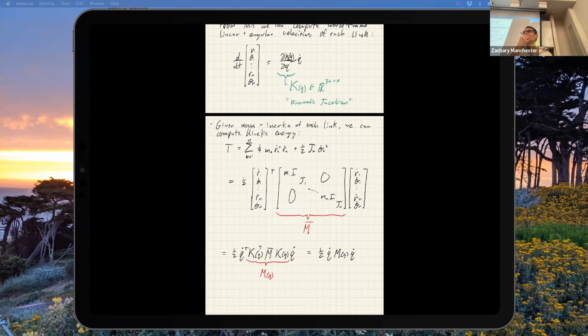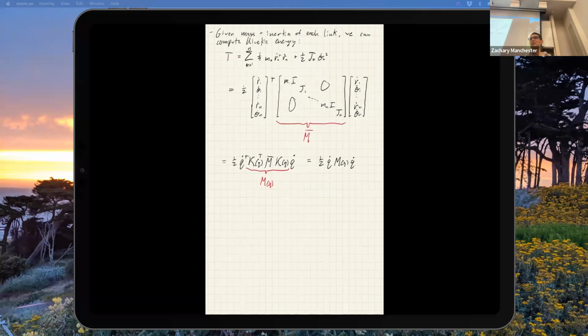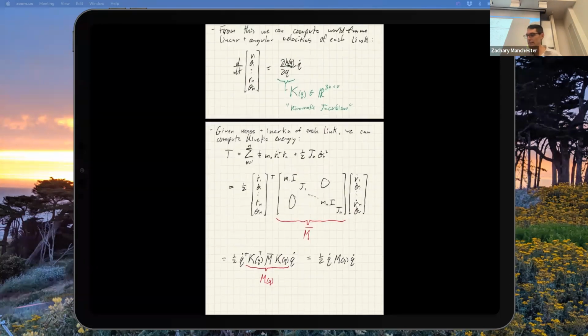Anyway, it's really simple. Hopefully this makes sense. You just need the kinematics and then the mass properties of all the links, and you smush it all together, right? Does that make sense?